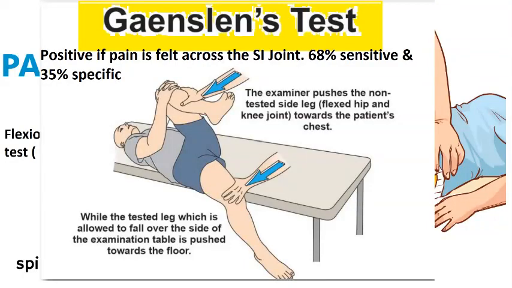For Gaenslen test, usually is positive if pain is felt across the sacroiliac joint. It has a 68% sensitivity and 35% specificity. What you do, patient will be lying down. The examiner will push the non-tested side leg in a flexed hip and knee joint towards the patient's chest, while the tested leg, which is allowed to fall over at the side of the examination table, is pushed towards the floor. Positive again if patient felt any pain.